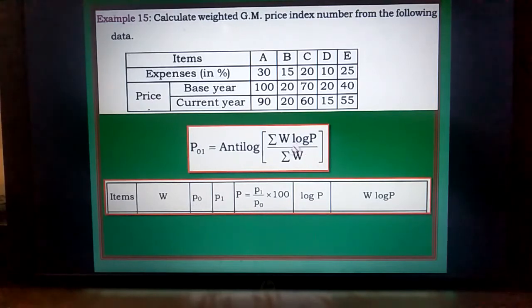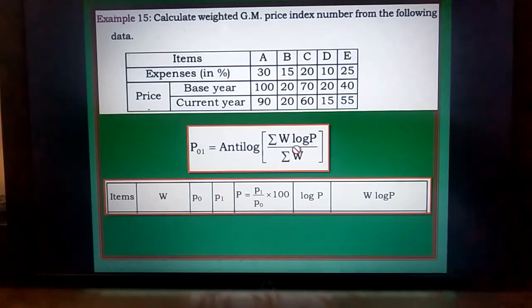So after that, here W log P we want. So in order to calculate log P, first we need capital P. That we know already, capital P is nothing but P1 by P0 multiplied by 100. So P1 and P0 values are available with us. So using that, capital P can be calculated.